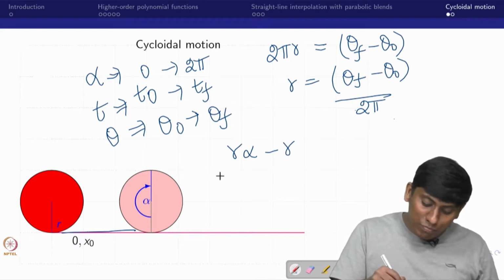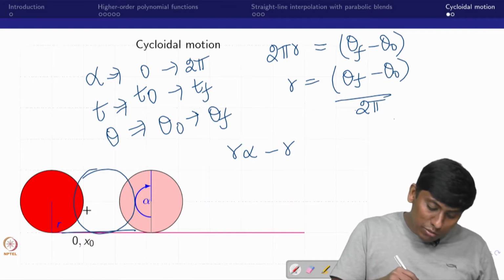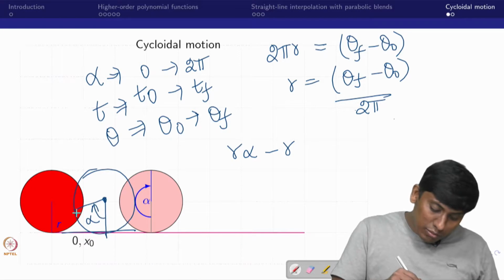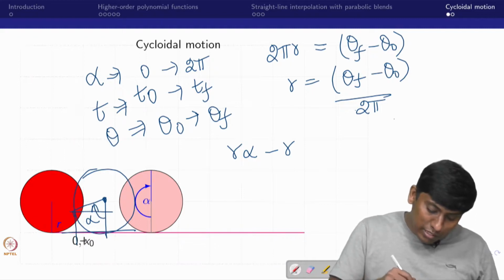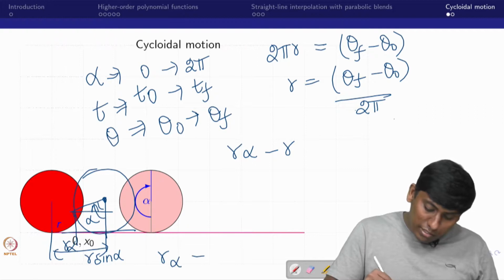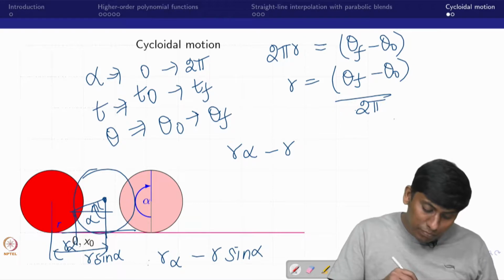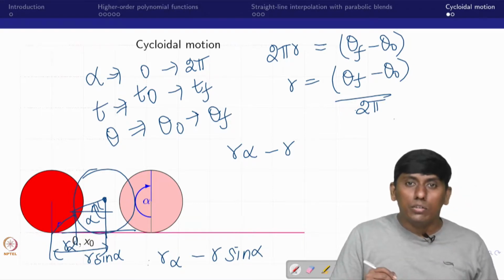For understanding this, I am just taking another curve, where it has traveled some alpha. So now what would be this? You can see this is alpha, right? So this would be r sin alpha. And what is the distance covered here? This is r alpha. So r alpha minus r sin alpha would be the distance moved from here to here. That way we will relate.